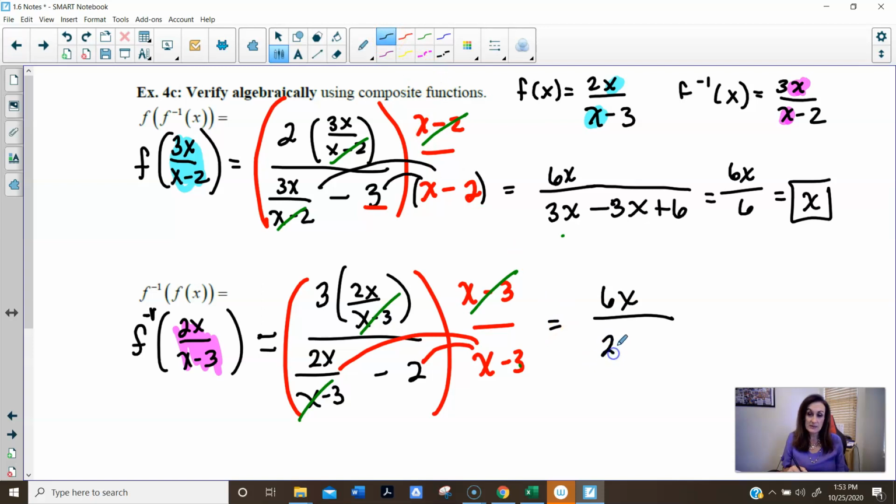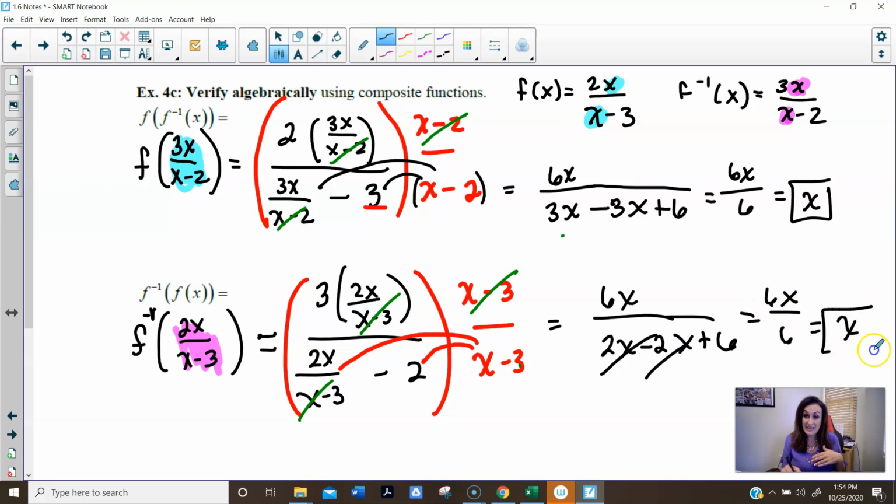So let me put that in, 2x. The negative 2 times x is negative 2x. And then negative 2 times negative 3 is positive 6. This is looking great. So now those cancel. 6x over 6 is equal to x. Ta-da! I just confirmed that those two functions are inverses because all of those operations canceled out, leaving me x when I did composition functions.